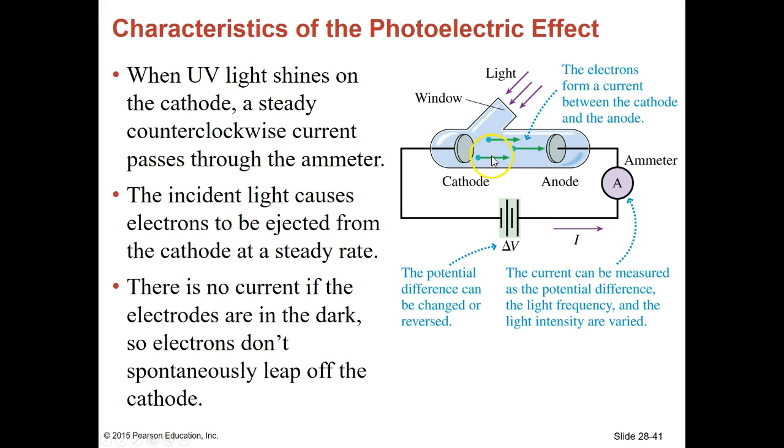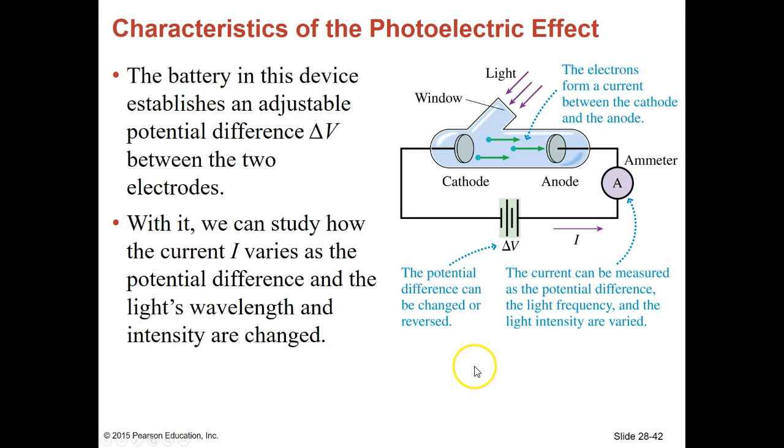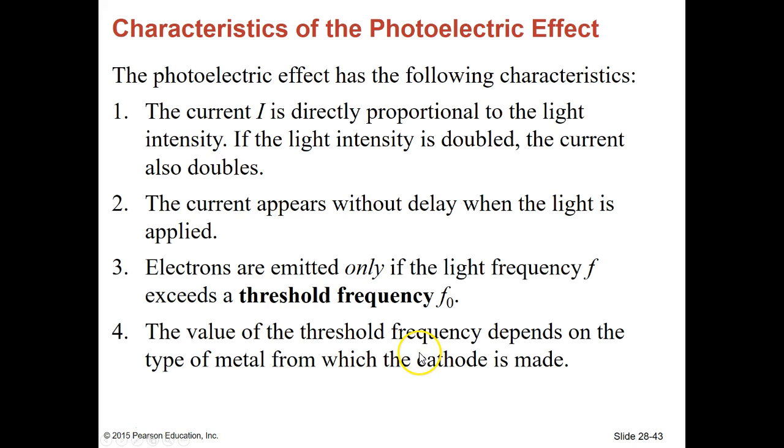So when UV light does shine on the cathode, there's a steady stream of these electrons that are ejected, completing the circuit. If the electrodes are in the dark, there's no current; the electrons don't spontaneously leap off that cathode. So we've got to make sure that there's light hitting this in order for it to work. Like we said earlier, the battery just establishes an adjustable potential difference, and with it we can study how the current varies with potential difference, as the light's wavelength and intensity are changed.